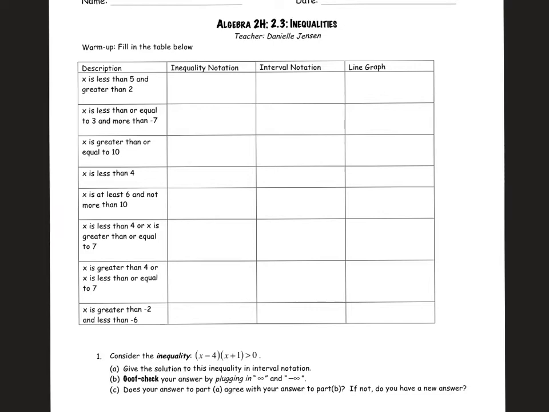All right, so inequality notation. X is less than 5 and greater than 2. I would write this as less than 5, greater than 2. In interval notation, because it's not inclusive, it would be with parentheses. And on a little line graph, it's everything between 2 and 5, exclusive.